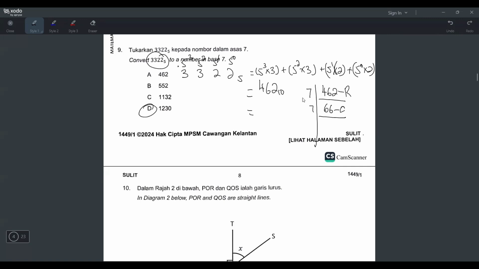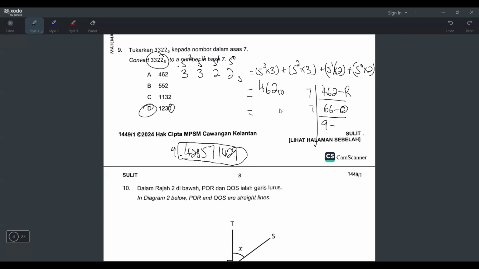Actually, I know the answer is D already, because the last digit is 0, right? But let's just do it anyway. What is 66 divided by 7? My calculator gives me 9.428 and a lot of numbers at the back. So what I will do is I'll write 9 here already. And for the remainder, I have to take this extra part times 7 to get the remainder. So now I will press 0.4285 times 7.